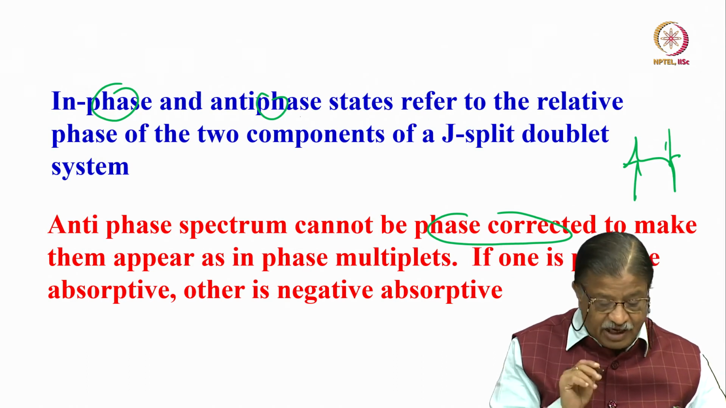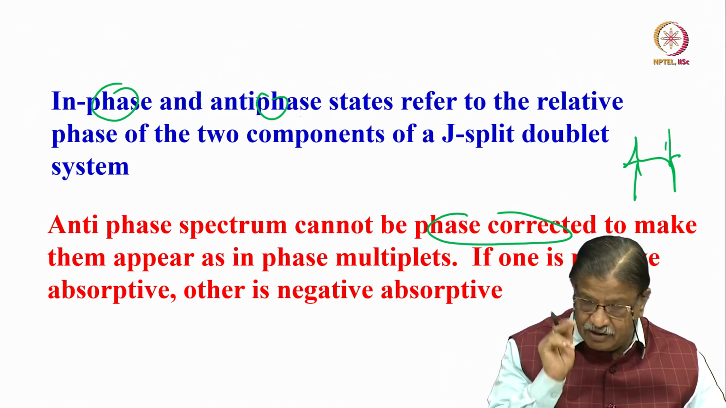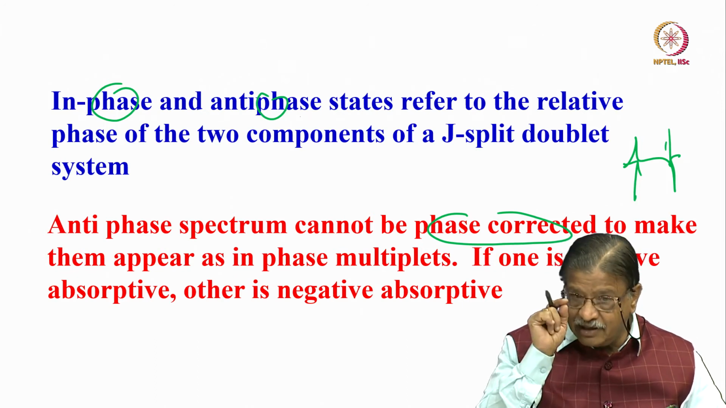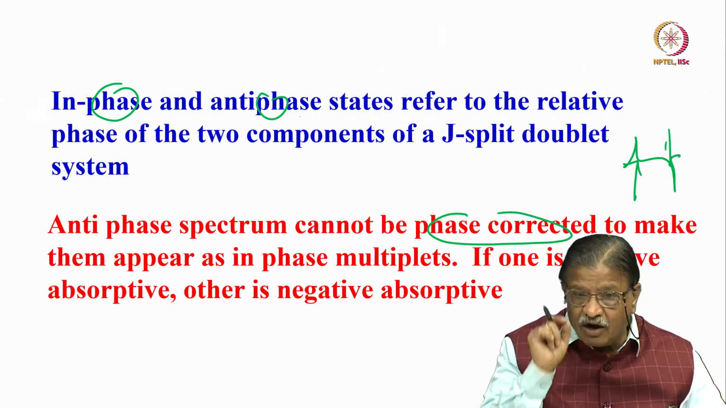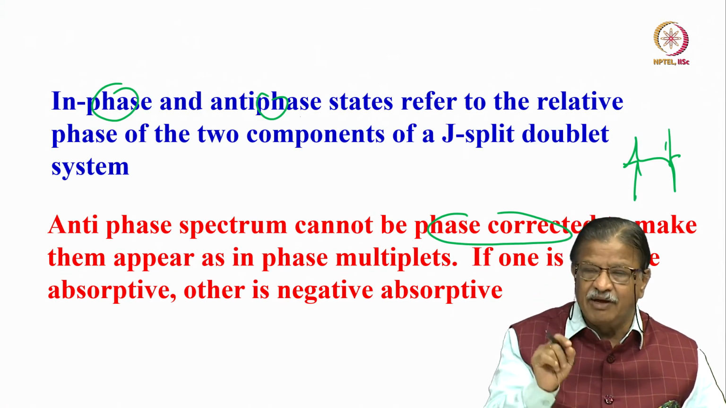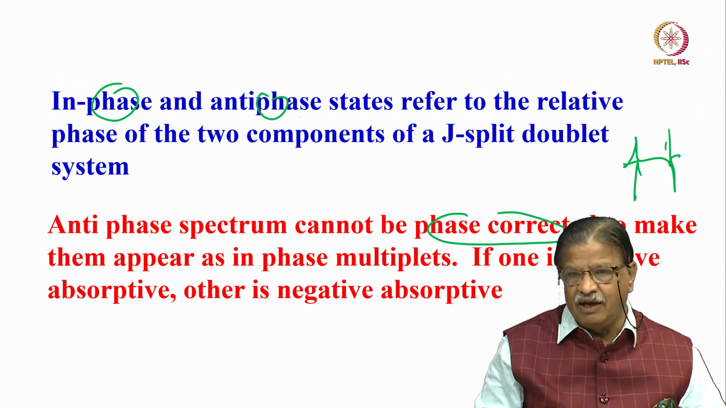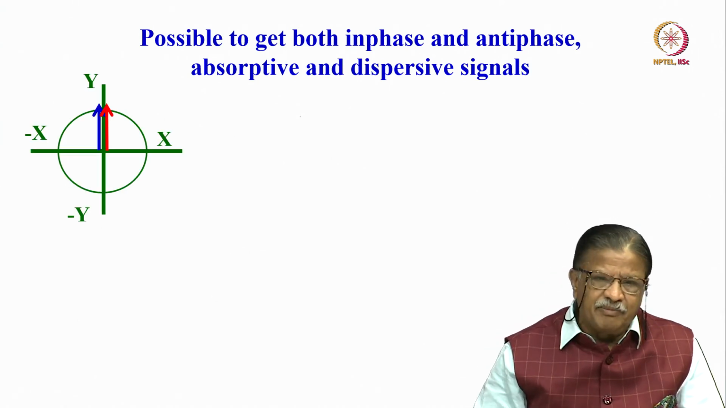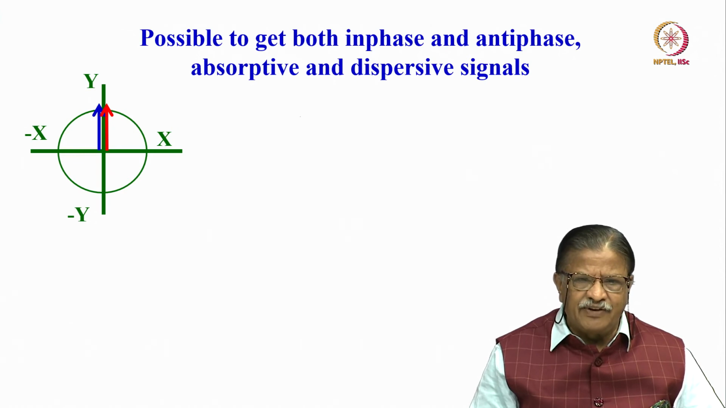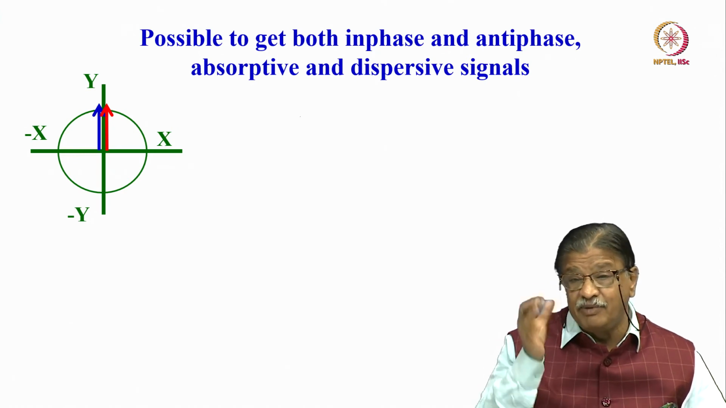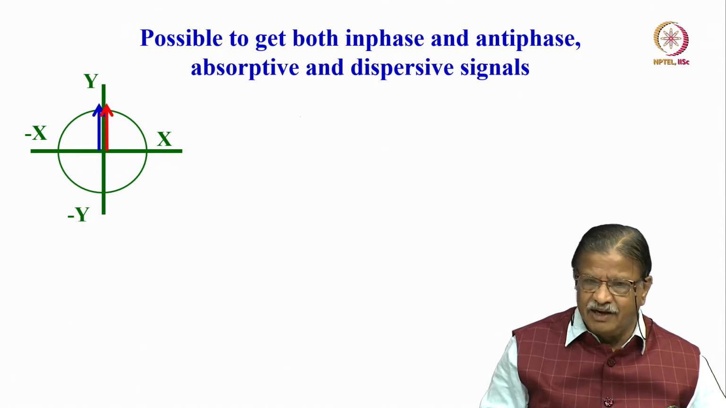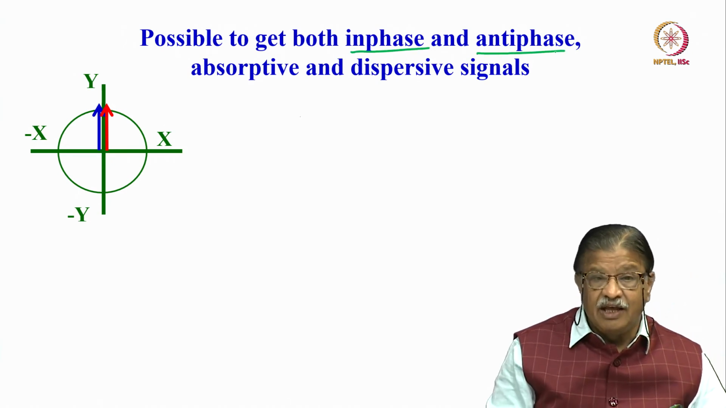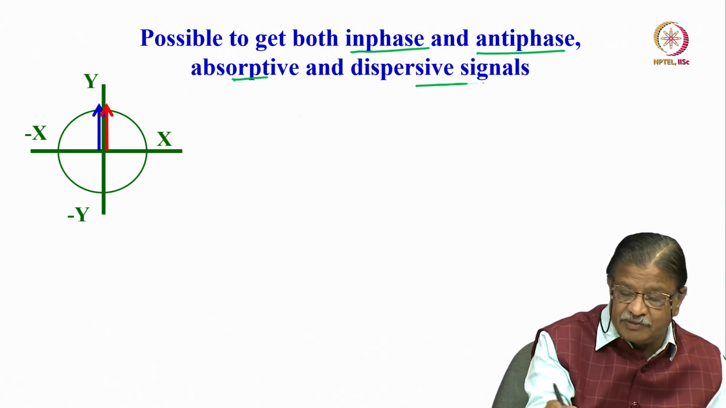Absorptive and dispersive are for the multiplets, in phase and anti phase. In case of doublets, they are J split components. You cannot phase correct them to make it either positive absorptive or negative absorptive. So, you can also get both in phase, anti phase, absorptive and dispersive. A combination of both is possible. Very interesting. If I take some signal, I can get in phase and anti phase signal. This can be both absorptive and dispersive.